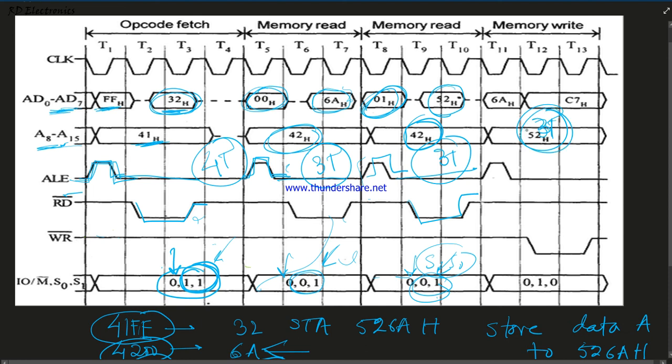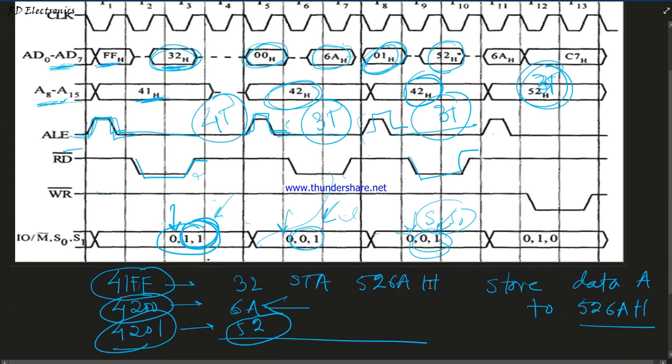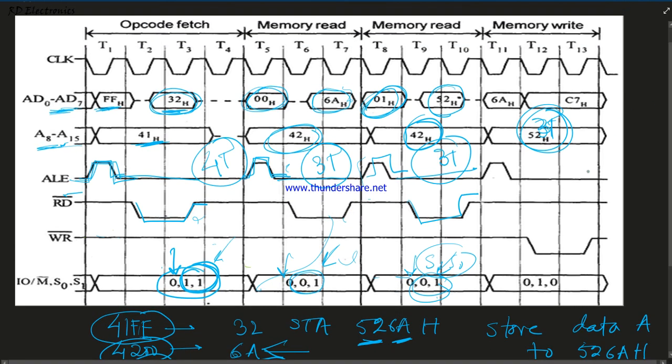The operation is that the address bus content will be changed. Why? Because our stored location is 526A, and what is the higher order address? 52, and what is the lower order address? 6A. So that's why here the address bus is changed: 52 in the higher address, and in the lower address 6A. This ALE becomes 1 again to recognize that this is an address, not data. So in this 526A location we store our accumulated data.